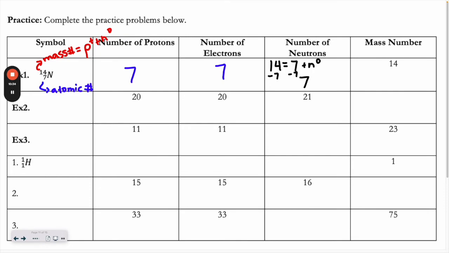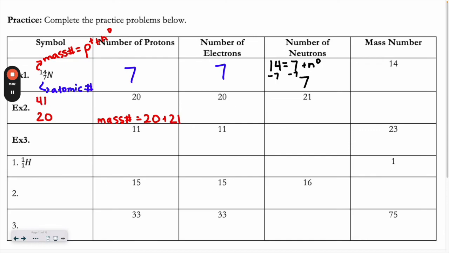Okay, let's look at another example problem. I have 20 protons, so that's my atomic number, so that's going to go on bottom. I have 20 protons, 20 electrons, cool, same number, and I have 21 neutrons. So to find my mass number, remember my mass number is simply my number of protons, which is 20, plus my number of neutrons, which is 21. So my mass number, the number on top, is 41.